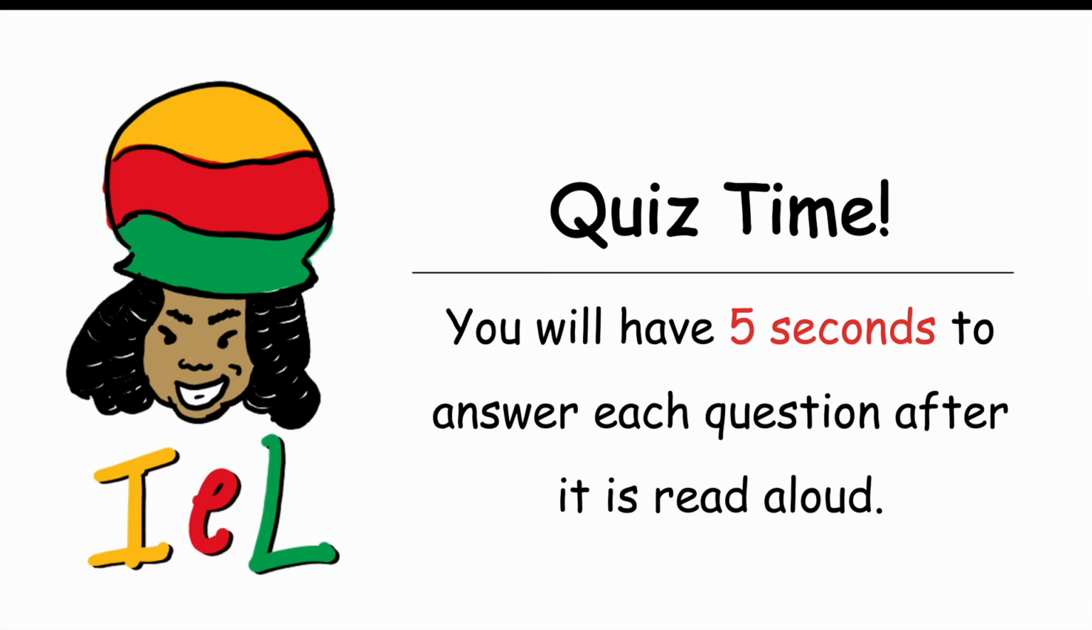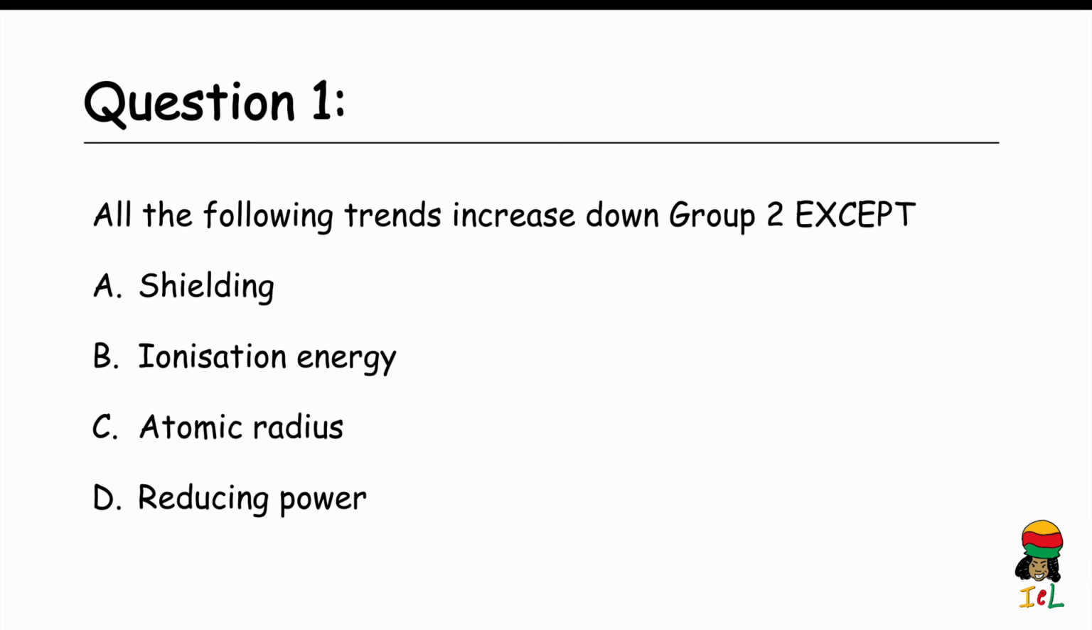It's quiz time. You have 5 seconds to answer each question after it is read aloud. Question 1. All the following trends increase down group 2 except A. Shielding, B. Ionization energy, C. Atomic radius, D. Reducing power. The answer is B. Ionization energy.